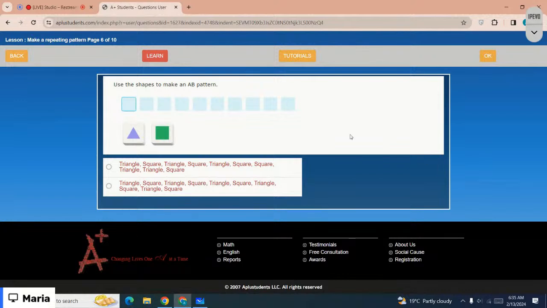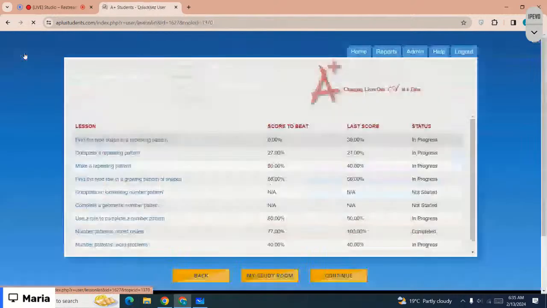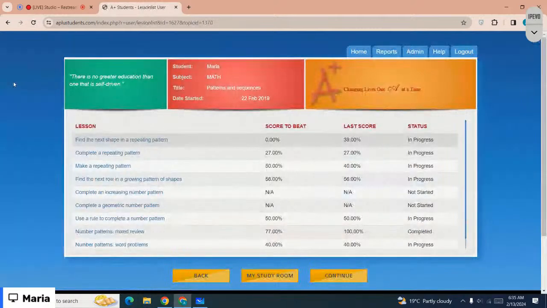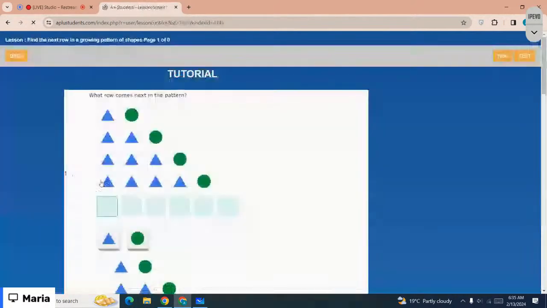The correct option is option number two. You can complete the lesson by yourself later today. Let's just move on to the next lesson. Next lesson is find the next row in a growing pattern of shapes. Let's just start with the test questions.